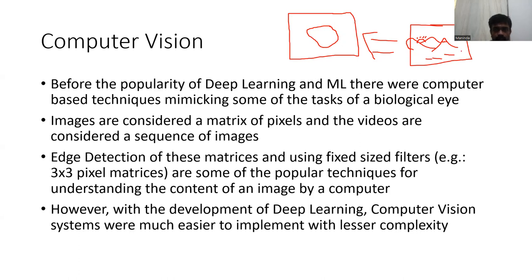So if you want to get the line image out of an ordinary image, that is known as the process of edge detection. Right? It's known as edge detection. So what is edge detection? For example, say you have a face.